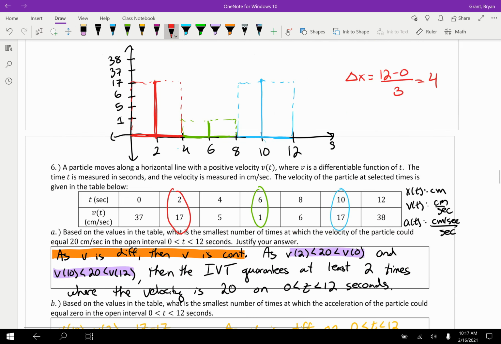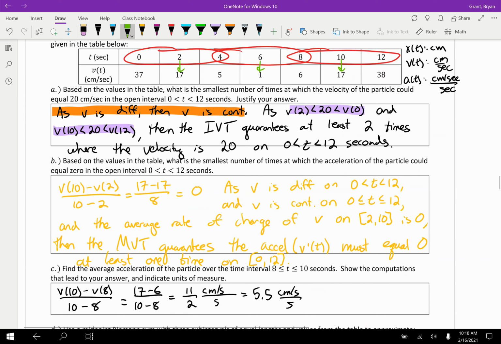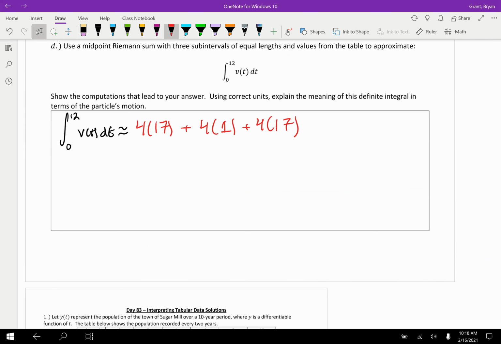Could I have figured this out without a graph? Yes, because I've practiced this a lot, right? I would have said, okay, it's a length of 4, so here is 4, here is 4, and here is 4. Look at the midpoints. Midpoint, midpoint, right? So you can get it without the graph, but draw a graph if you get stuck. As we go through, you could factor out the 4, and you could add 17 and 17 is 34 plus 1 is 35, and that might make your multiplication easier. 4 times 35, this is going to be 140.